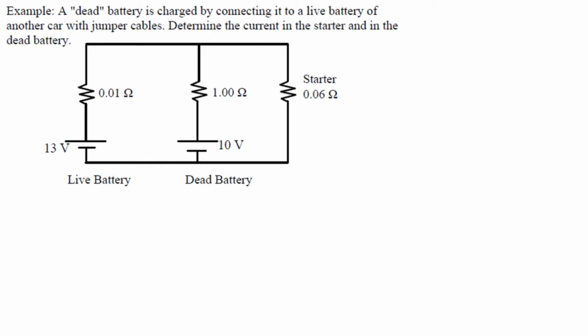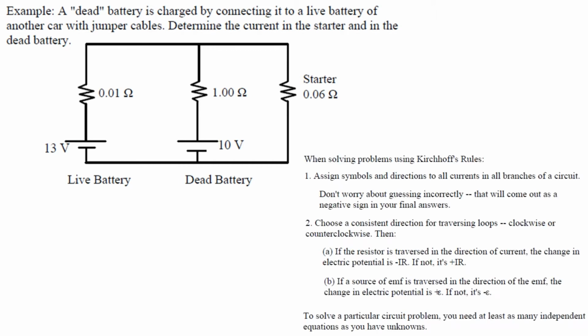So in a jump start, you hook a live battery to a dead battery, and you then send the current through the starter in order to try and get your car to start. Dead batteries have a much higher internal resistance than live batteries, so these numbers are pretty realistic. To create the equations needed to find the currents in each branch of these circuits, we're going to use the junction rule and the loop rule. For the junction rule, you need to label each of your currents and the direction they're going, and you have to guess, but it doesn't matter if you guess incorrectly. That'll come out as a negative sign in your final answer.